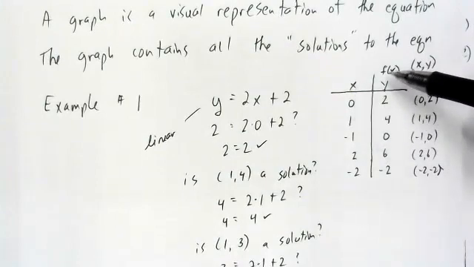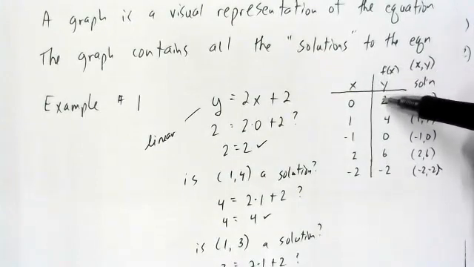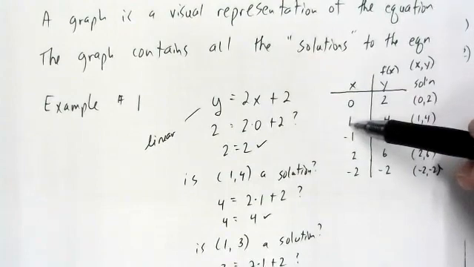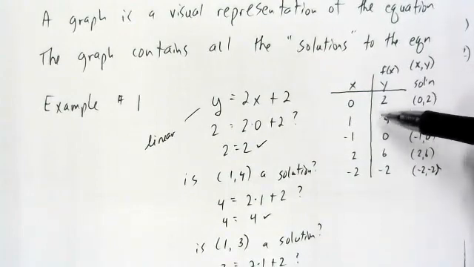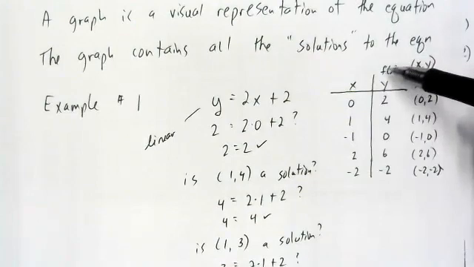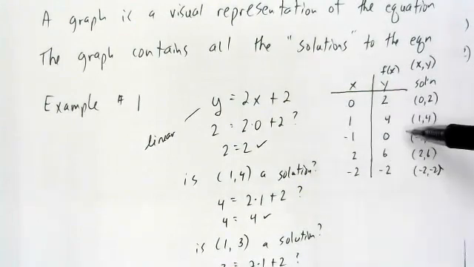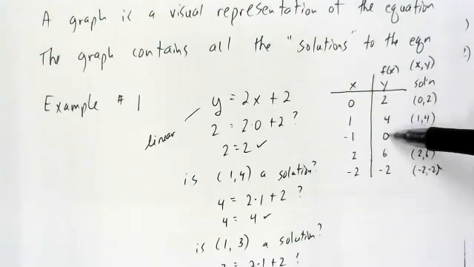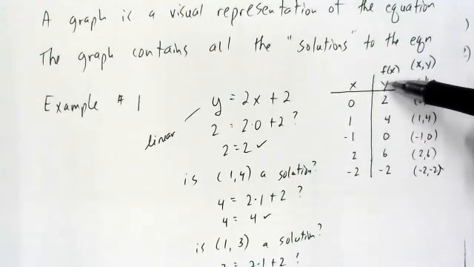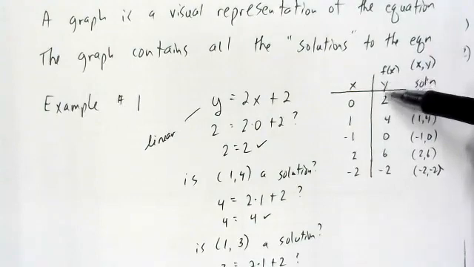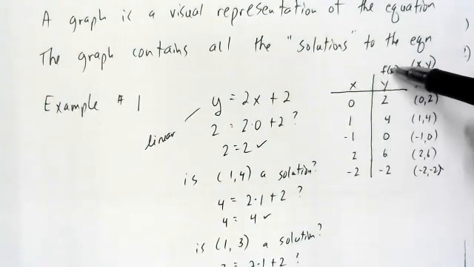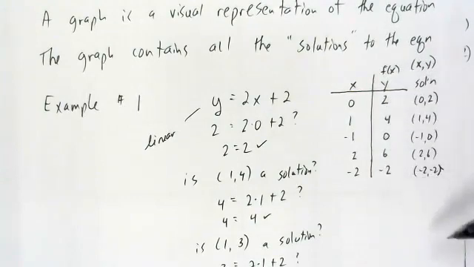So when x is 0, f of 0 is 2. When x is 1, f of 1 is 4. When x is -1, f of -1 is 0. You're really doing the same thing, and these numbers are going to be the same, but instead of being called values of y, we now call these the values of the function.